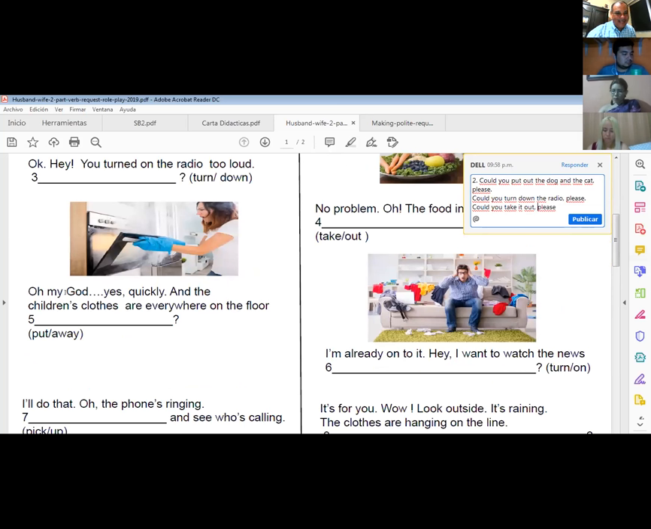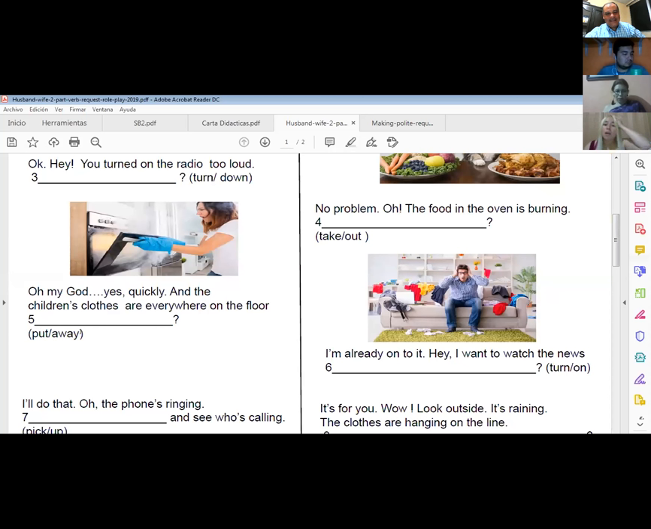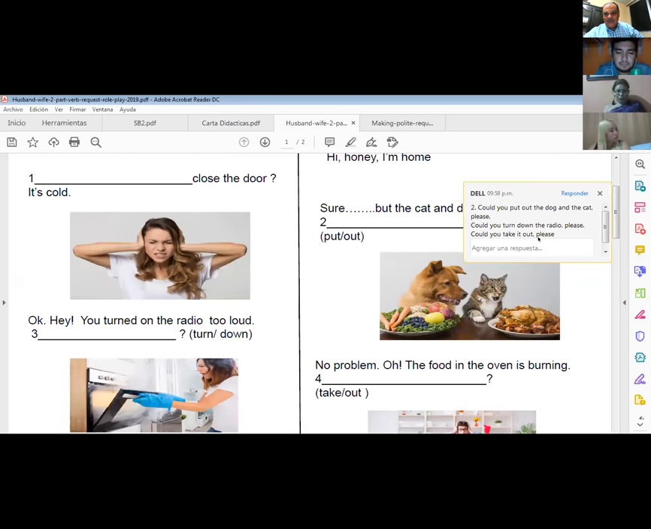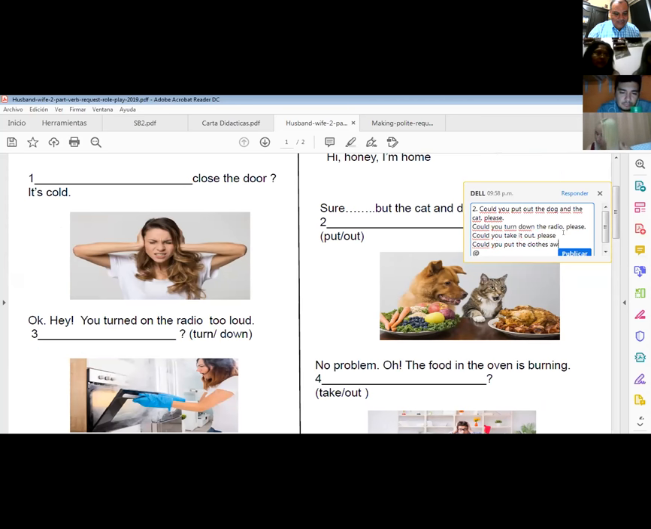So the wife said, oh my God, yes, quickly. And the children's clothes are everywhere on the floor. Entonces, ¿qué le pide él? ¿Qué haga el esposo? Put away es recogerla y ponerla en su lugar. Put away. Could you put it away? Could you put the clothes away? Okay, very good. Would you please put the clothes away, please? Okay, please.